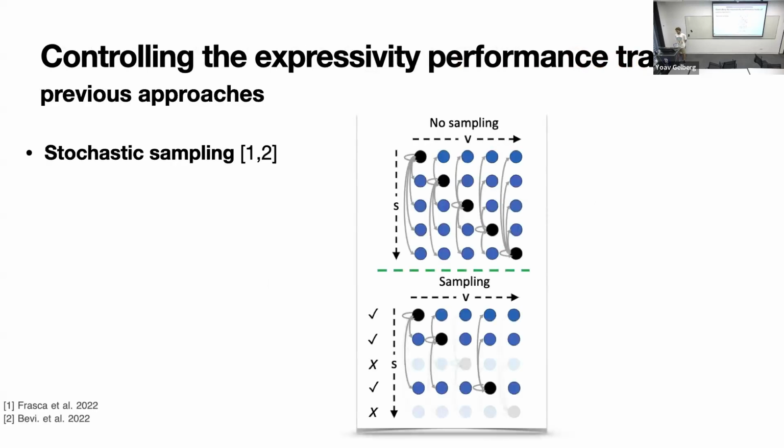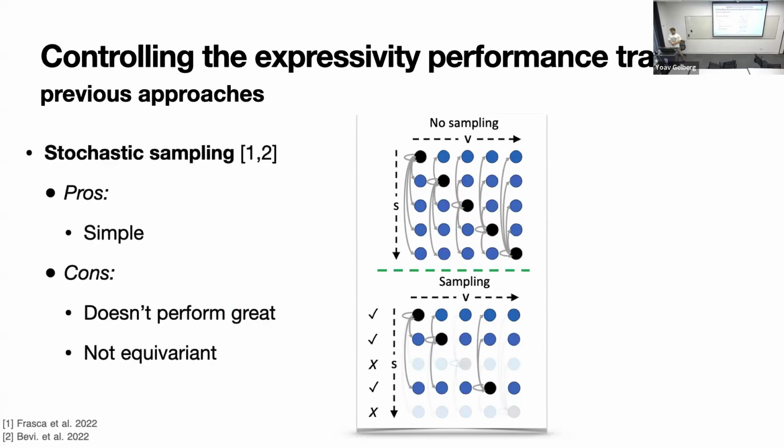People already thought about this, and the most natural thing to try is stochastic sampling. What this means is that I'm only going to sample certain subgraphs. So for example, here I sampled only the first one, the second one, and the fourth one. And I'm keeping edges where both their source node and target node were sampled. So this is a simple approach, but it also has drawbacks because it does not perform great and it's not equivariant.